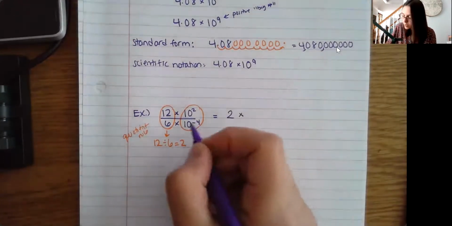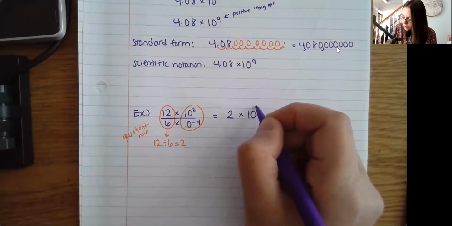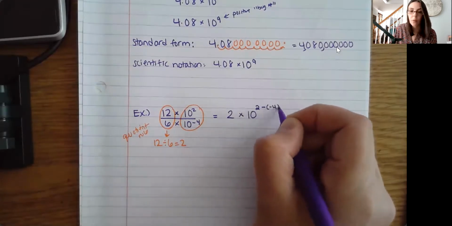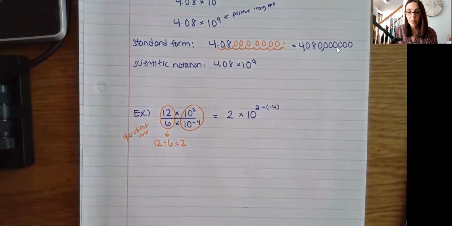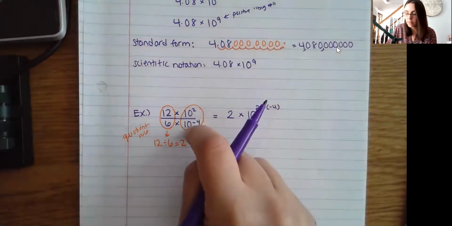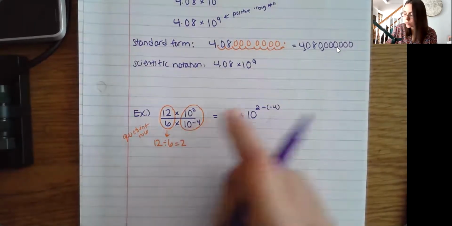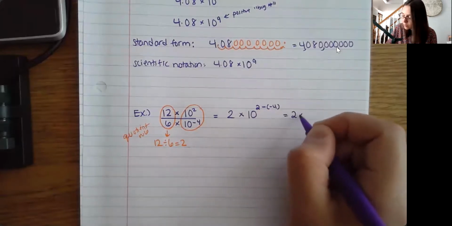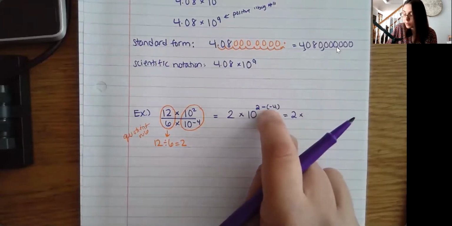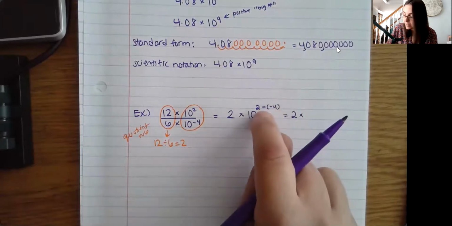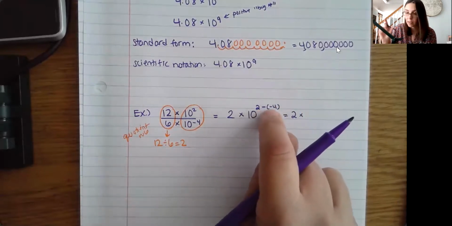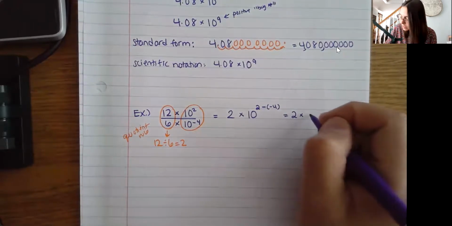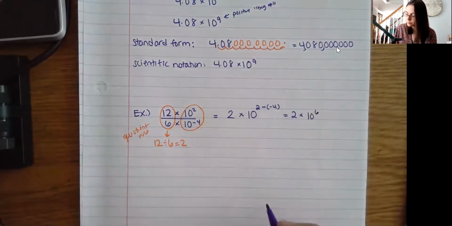And then here we are going to subtract our exponents. So I have 2 minus -4. Again, be careful when subtracting exponents. It's always top minus bottom, and there is an extra negative there. So it's 2 minus, and then the -4. So in this particular case, a subtraction and a negative make a positive. So this becomes 10 to the 6th power.